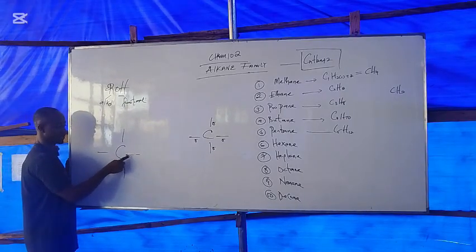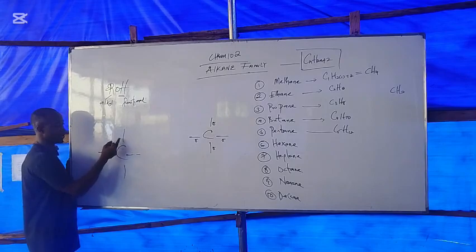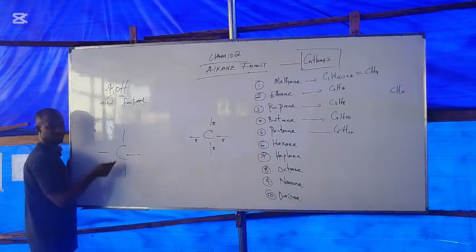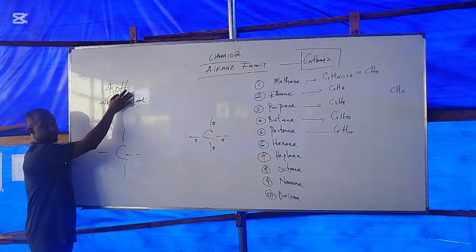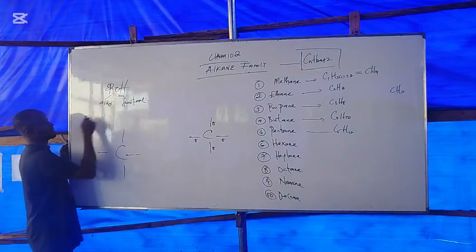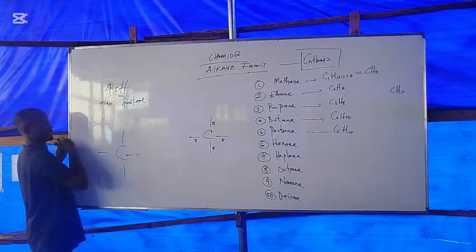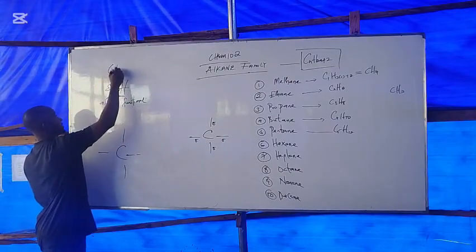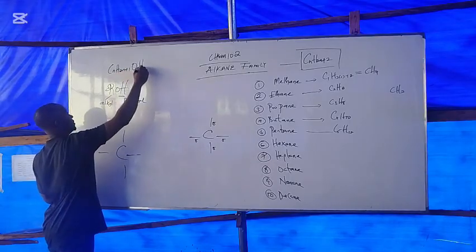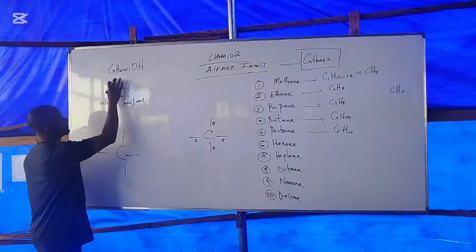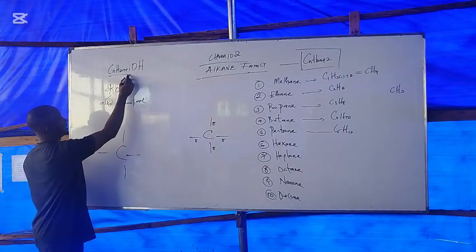This single bond represents what? The functional group. The 1, 2, 3 represent what? Methyl. Do you get? Every compound must have an alkyl and what? Functional. For this compound, R represents the alkyl. The alkyl here is what? CnH2n+1, then OH. Is it not so? So this is the functional group.